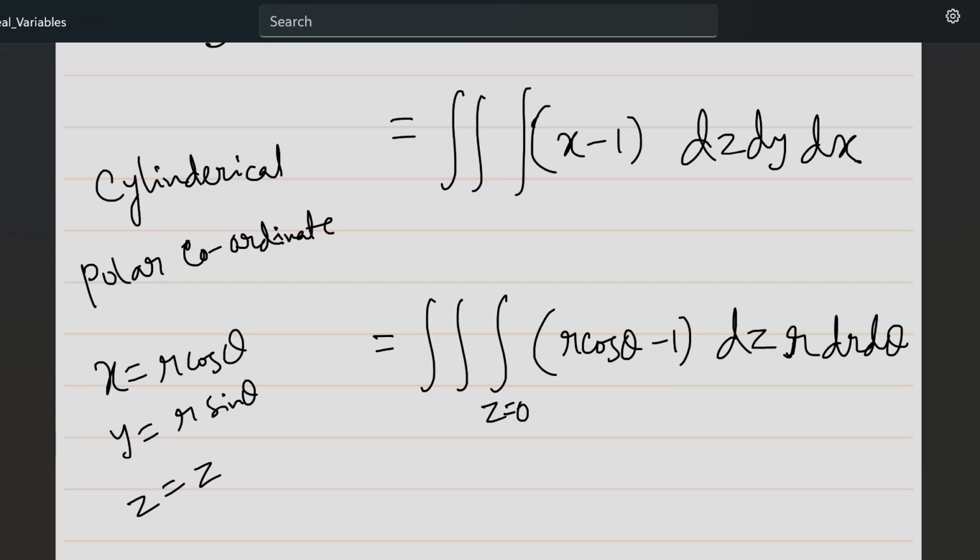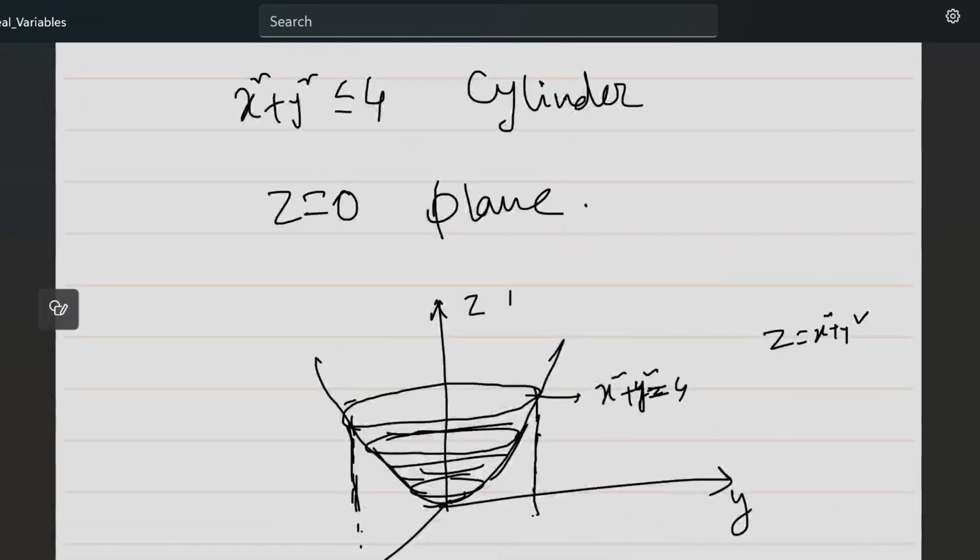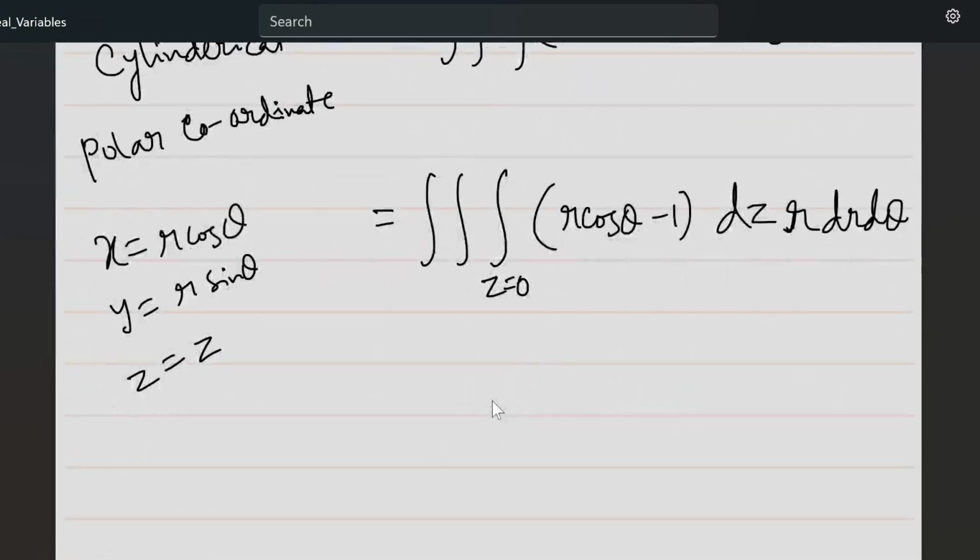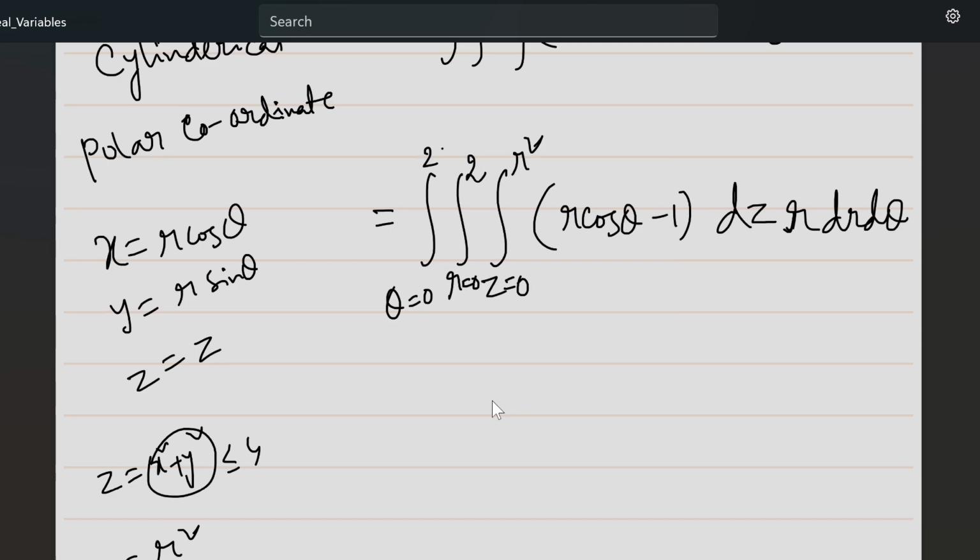So z varying from where to where? z varying from 0 to... z is x square plus y square, and this is less than or equal to 4. So z means r square, na? z varying from 0 to r square, r varying from 0 to 2, and theta varying from 0 to 2 pi. Understand? The limit is most important here in the problem.